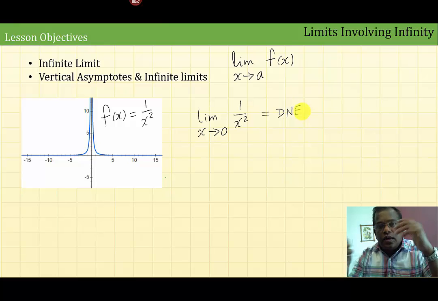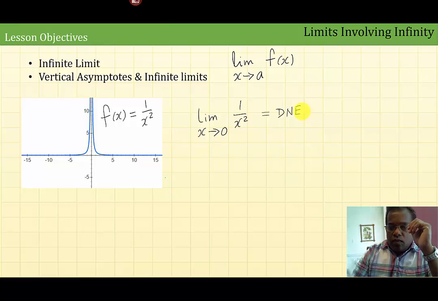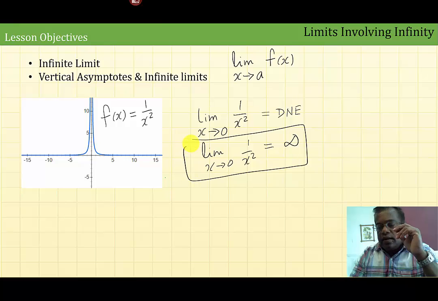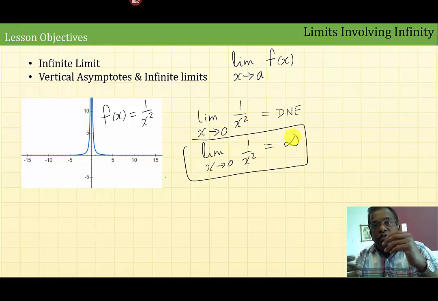Earlier we learned that if the left limit is equal to the right limit, then the limit exists and they get the same value. So in order to represent that behavior, we're going to use this symbol. The limit as x goes to 0 of 1 over x squared is equal to infinity. So it does not exist, but we're going to show how it does not exist. It is actually being infinity.